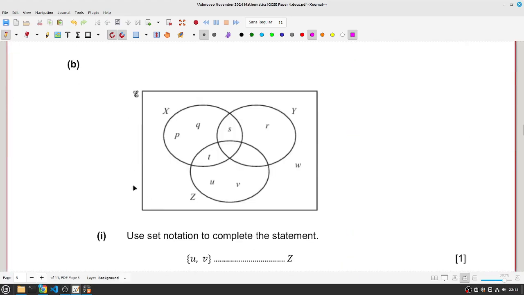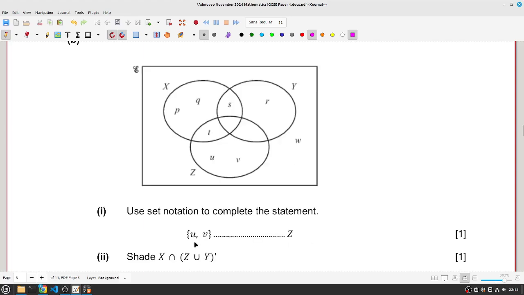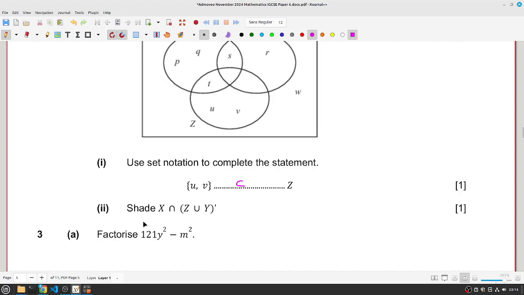Question B. So we have another Venn diagram. The universal set is given, and we've got set X, Y, and Z, and we've got some elements listed inside them. Use set notation to complete this statement. Okay, so the set that has only U and V in it, so this part, what can we say about this in relation to Z? Well, it's a subset of the whole Z. Right, so this set is a subset of this set. Okay, so subset. How do we write a subset? Like that. Like sort of an elongated C almost. A subset.